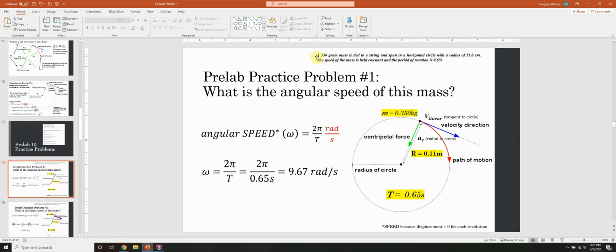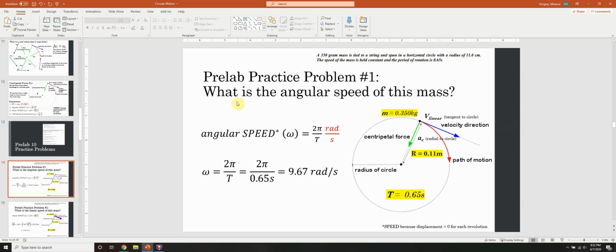And the prompt here is there is a 350-gram mass tied to a string and spun in a horizontal circle with a radius of 11 centimeters. The speed of the mass is held constant and the period of rotation is 0.65 seconds. So you can see I filled in our mass is 0.35 kilograms, right? 350 grams is 0.35 kilograms. The radius, they tell us, is 11 centimeters. I went ahead and converted it to meters, so the radius is equal to 0.11 meters. And then the period of rotation is equal to 0.65 seconds.